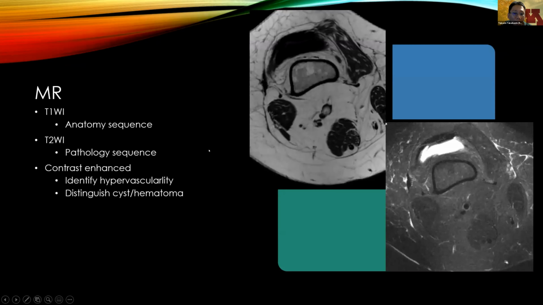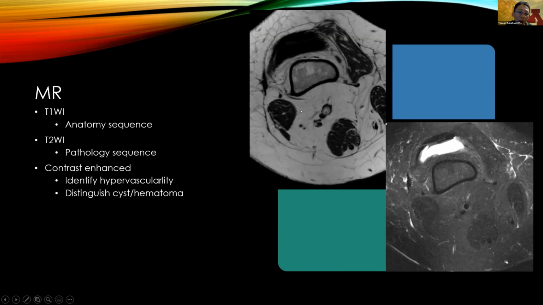MRI is probably the latest and greatest, obviously. It usually comes with a set of different sequences. As this is tailored for medical students, I'm trying to simplify this quite a bit, but in the big picture, when you scan an MRI, unlike CT, every single set of images that you scroll through is independently acquired.